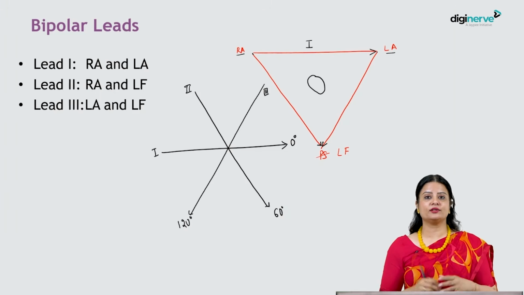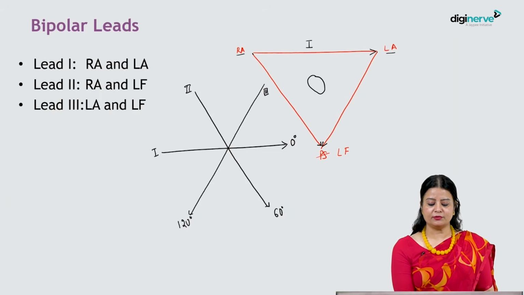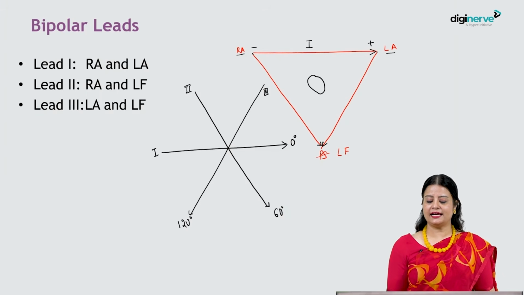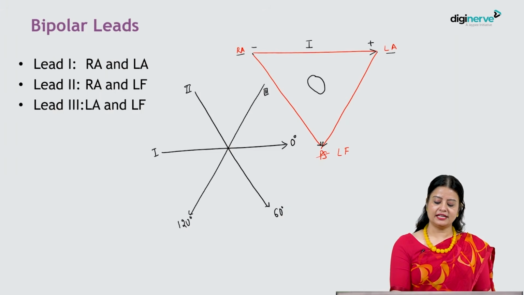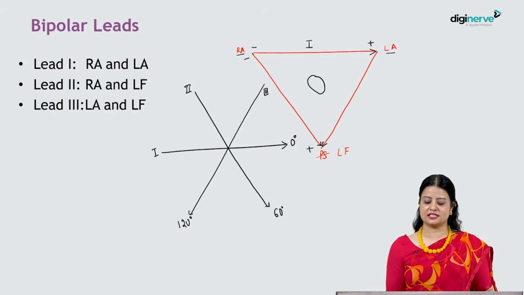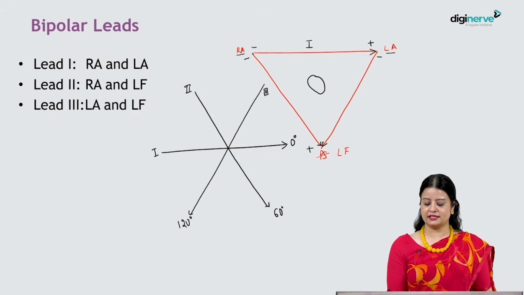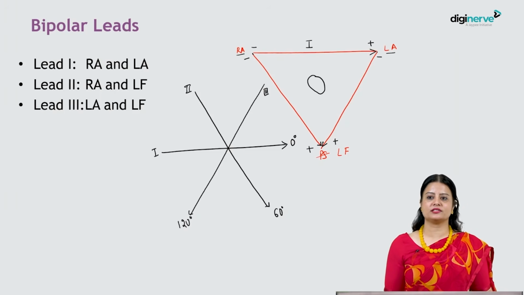Since it is a bipolar lead, both the electrodes are active here. In lead 1, right arm is the negative pole and left arm is the positive pole. For lead 2, right arm is the negative pole and the foot is the positive pole. For lead 3, left arm is the negative pole and left foot is the positive pole.